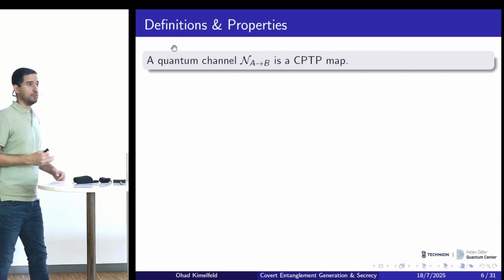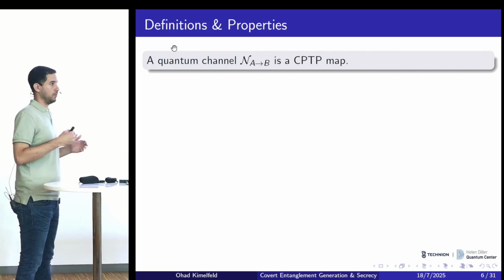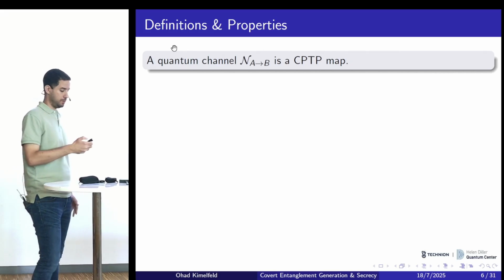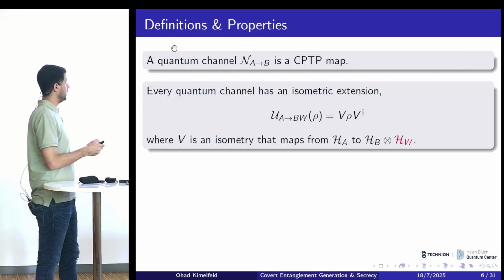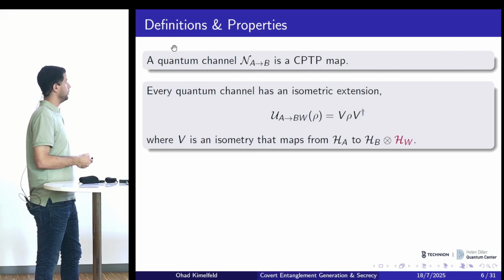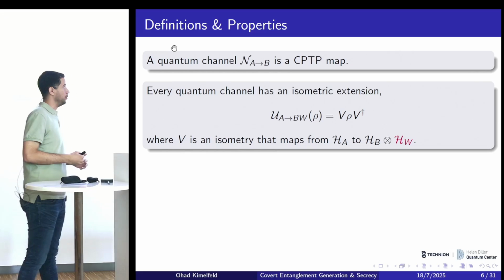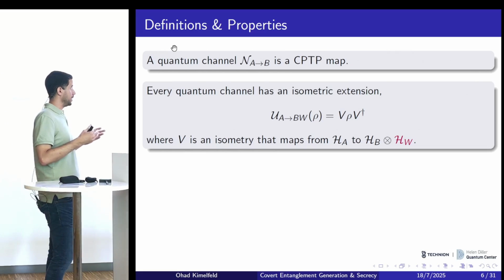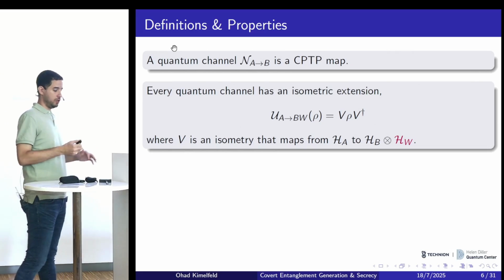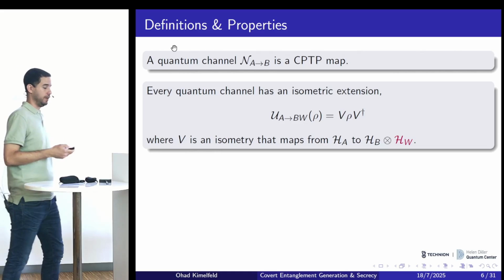Okay, some definitions and properties. A quantum channel is a completely positive trace-preserving map. Every quantum channel has an isometric extension, where V is the isometry that maps from the Hilbert space of system A to the combined Hilbert space of systems B and W, where W is the system of Willy, the warden.